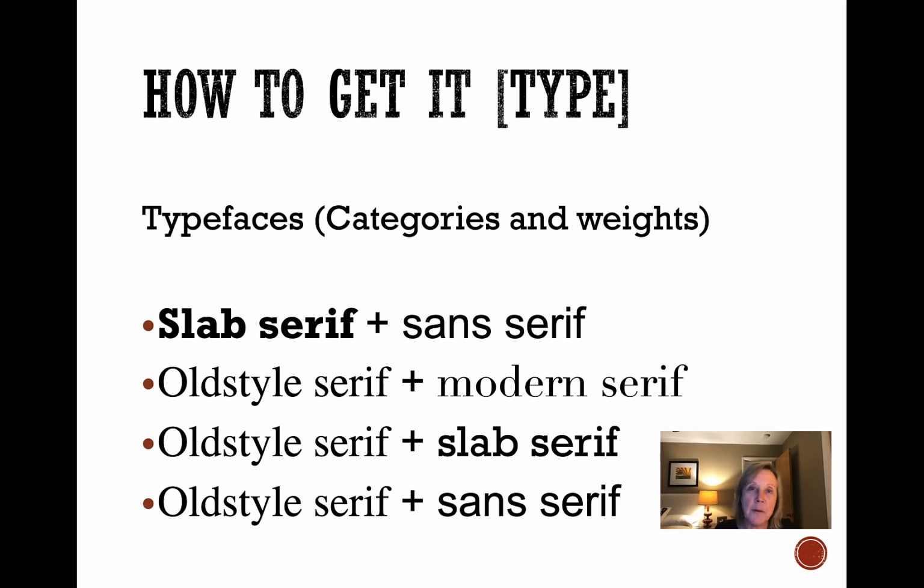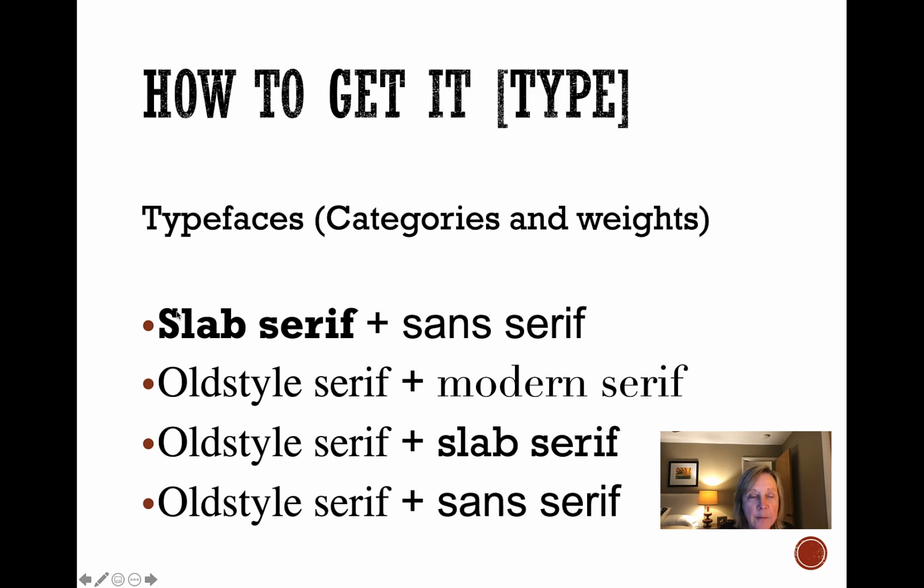Another way to get it from type, of course, is to use contrasting categories of type, which we've talked about again and again. You can also do contrasting weights. So remember, your book author talks about what concord is. Concord is using different versions of the same typeface. So Futura Bold versus Futura Light, or Times New Roman Bold versus Times Regular. Those are contrasting weights of font.